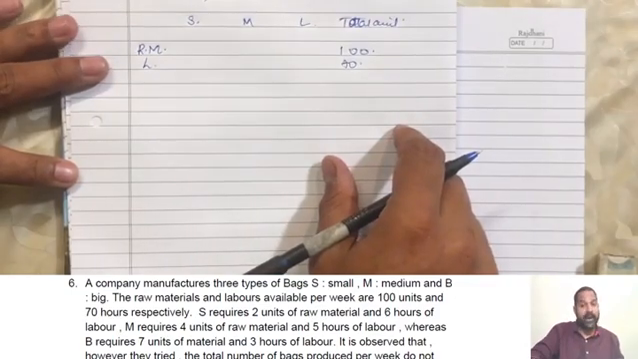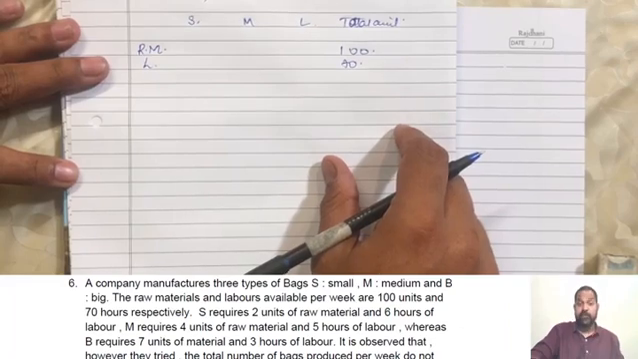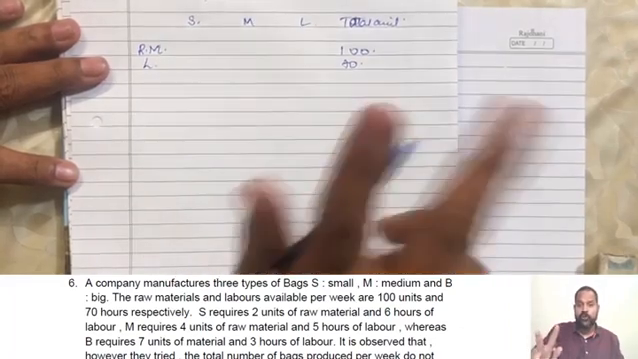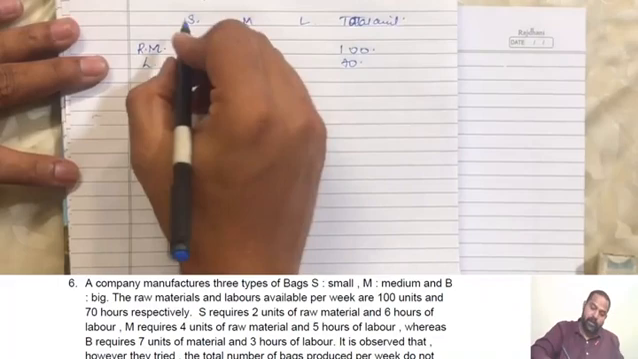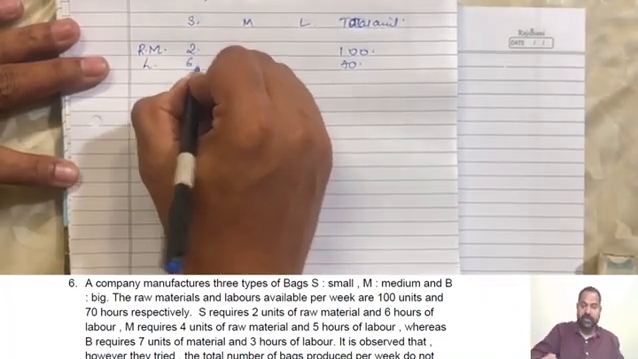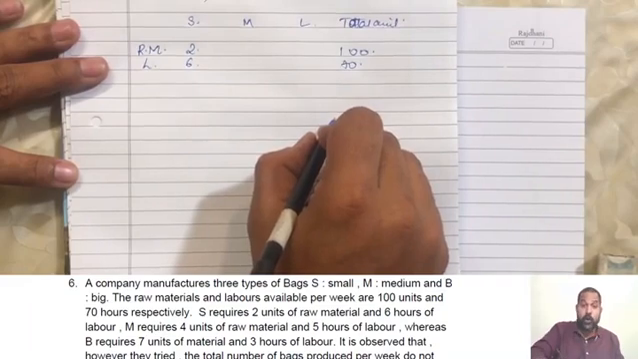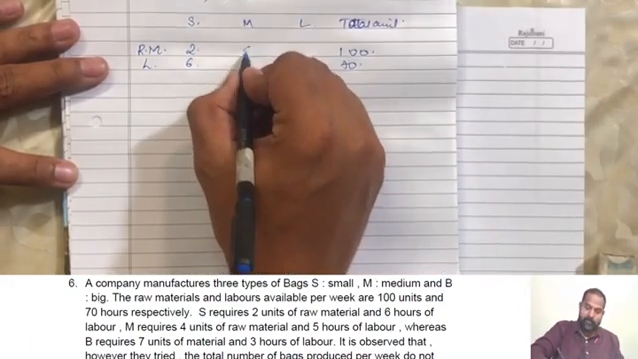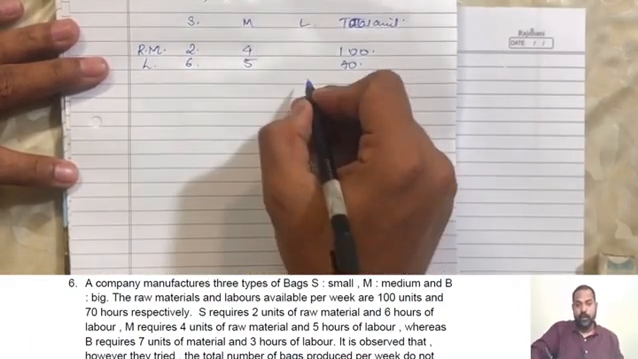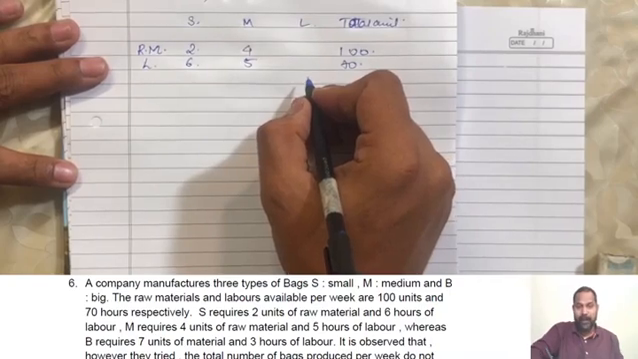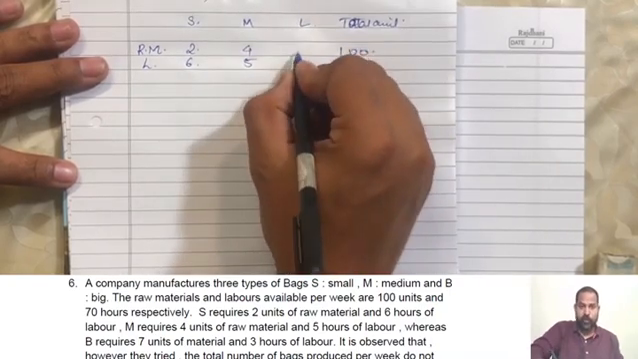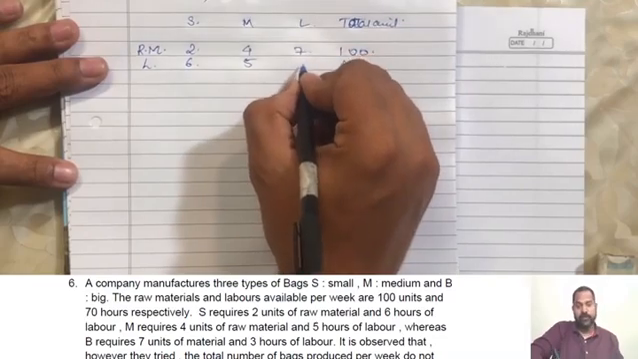How much do I require for which bag? Well, the small S requires 2 units of raw material and 6 hours of labor. While M requires 4 units of raw material and 5 hours of labor. While the big bag requires 7 units of raw material and 3 hours of labor.